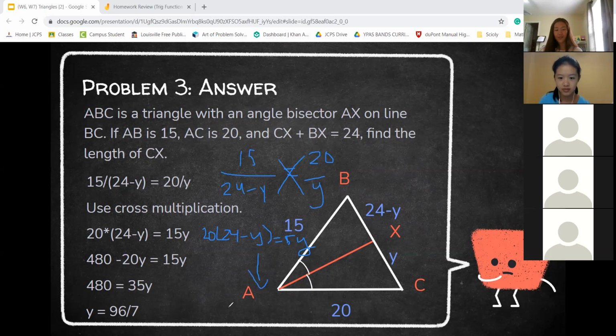Due to time, I'm not going to go too much into detail, which would just give me Y equals 96 over 7. And I'm not going to make it into a decimal, and I'm not going to make it into a mixed number. It was right.